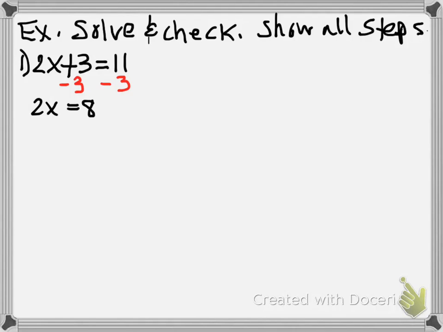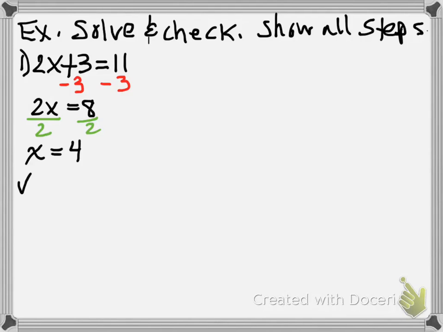Okay, what goes on? What happens next? Kelly. You divide 2 from both sides. Okay, I have multiplying by 2, so the opposite would be dividing by 2. 2 divided by 2 is 1. 1 times x is x. There's that identity property. 8 divided by 2 is 4.